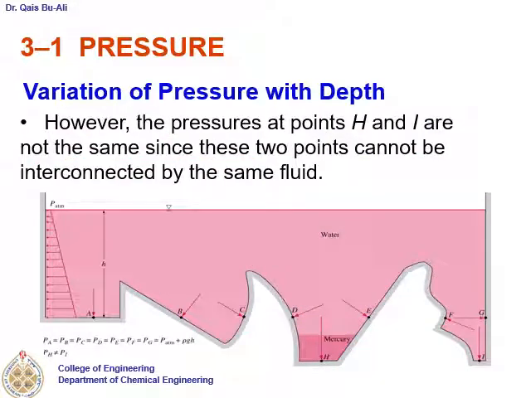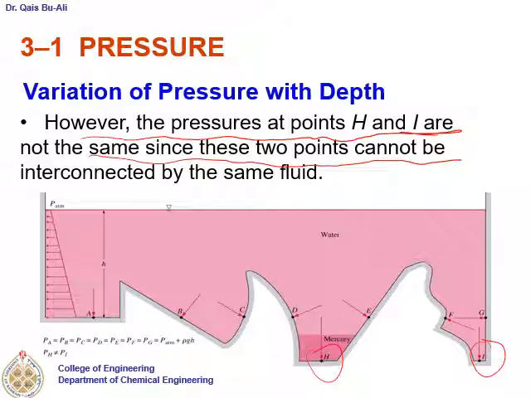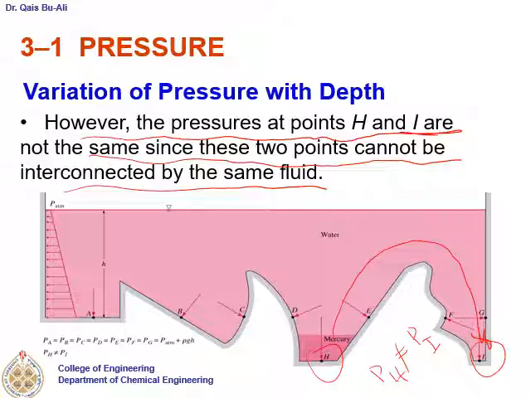On the other hand, however, the pressures at points H and I, those 2 points, are not the same, since these 2 points cannot be interconnected by the same fluid. So I cannot say PH is equal to PI. This is wrong. Why? Even though they are at the same elevation, they are not connected by the same fluid. So the fluid is static and they are at the same elevation, but because they are not connected by the same fluid, they cannot have the same pressure.